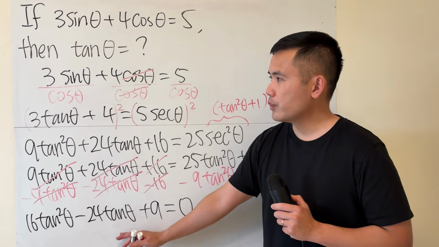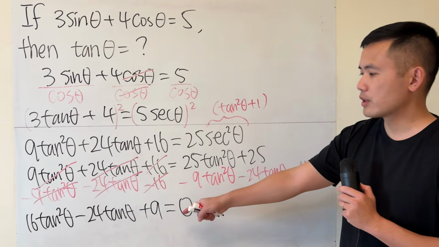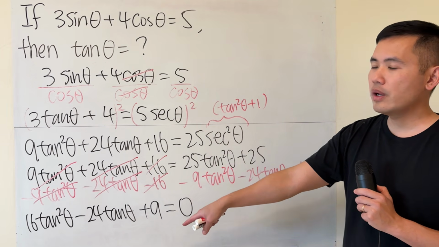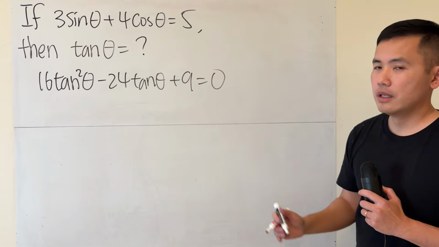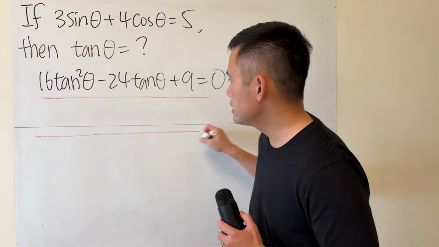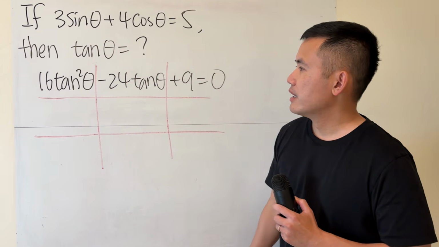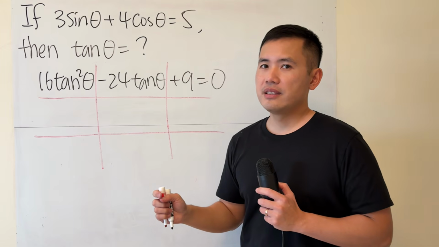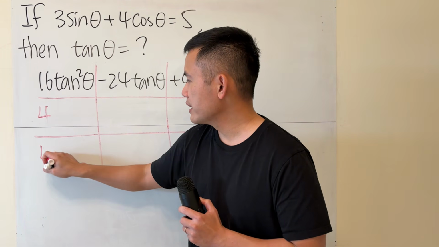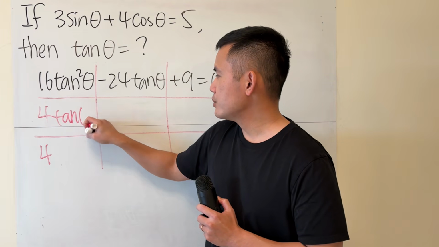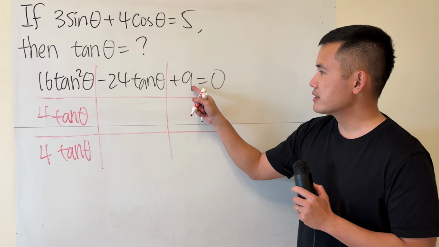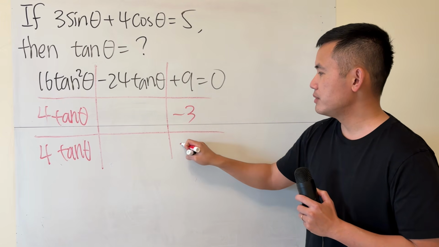Now, how can we continue from here though? It's a quadratic equation in terms of tangent theta. That one, we can actually factor it. And we'll use the tic-tac-toe for it. Draw the tic-tac-toe like this. What times 4 give us 16 tangent square theta? Well, we can use 4 and 4 to get the 16, but we just need tangent theta and tangent theta. And what times 4 give us 9? Well, let's use minus 3 and minus 3.